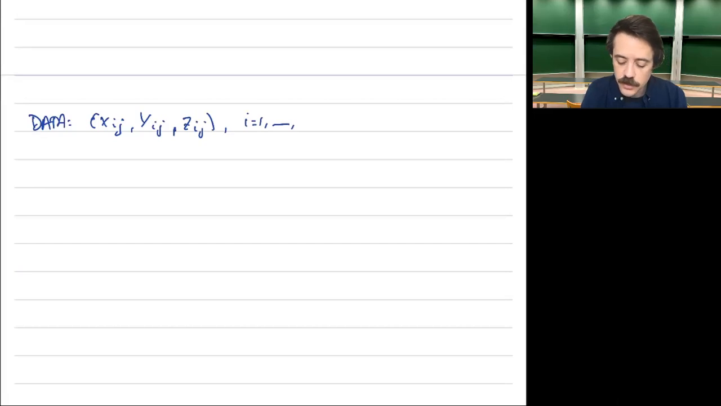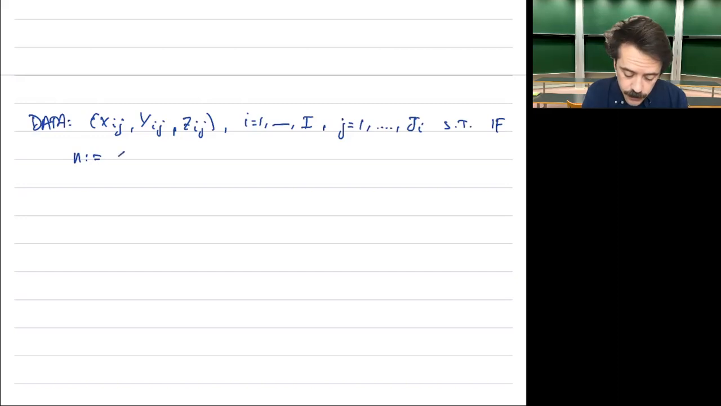And the I index is going to go from 1 to capital I, and this represents the number of groups that we're going to have dependencies within, and not between them. And then the J is the number of subjects, or the number of observations, within each of the groups. So we have here a capital J that may depend on the I index. And if we denote by n the sample size, it is the sum over the groups of the J's.